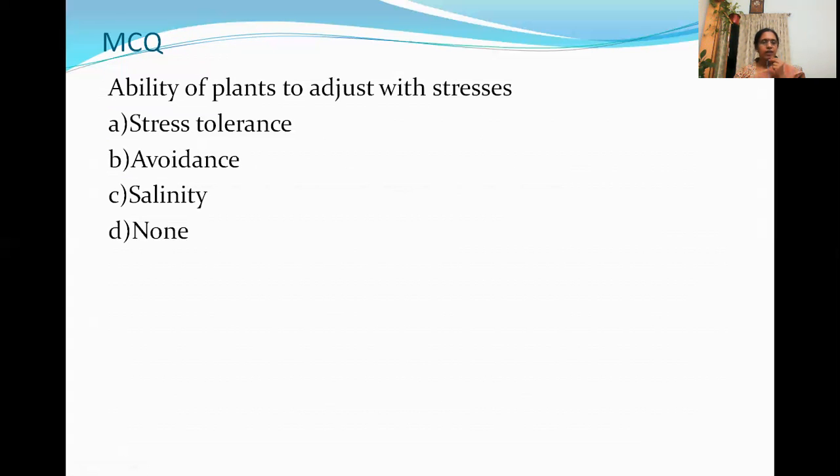So, students, let us have one question now. In a multiple choice question, I'm giving you: ability of plants to adjust with stresses is called what? You have to answer this question, that is stress tolerance.